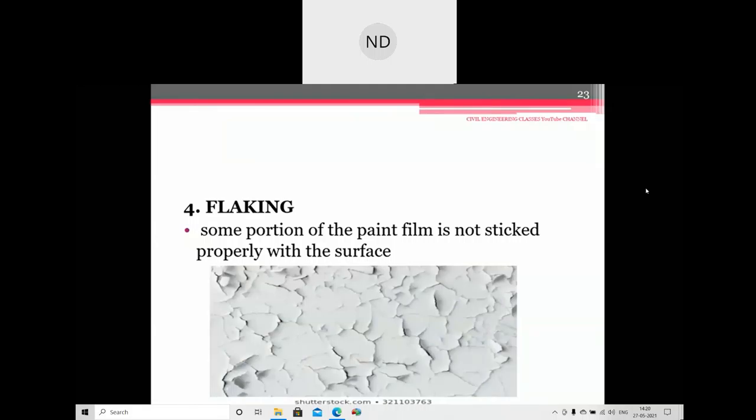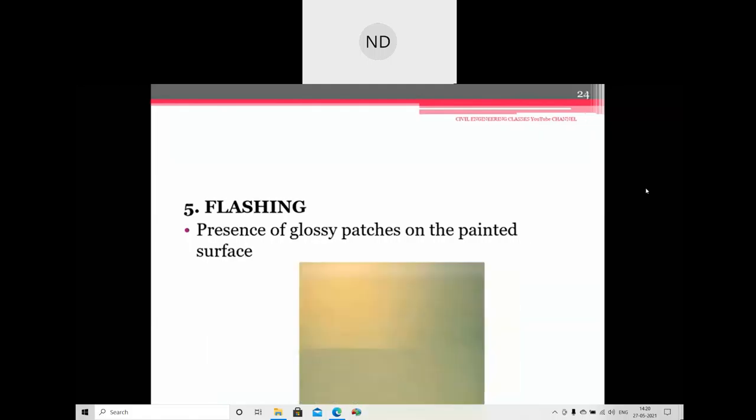Next one is flaking. In this type of defect, some portion of the paint film does not stick properly to the surface. It will later flake off. This is called flaking. This happens when there is a poor adhesion between the paint and the surface to be painted. That is flaking.